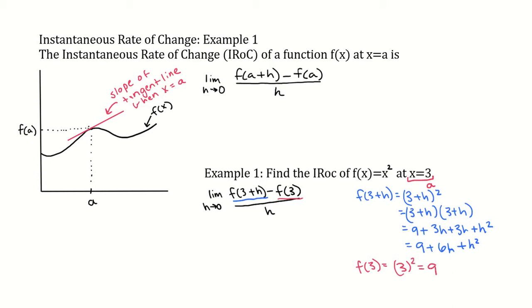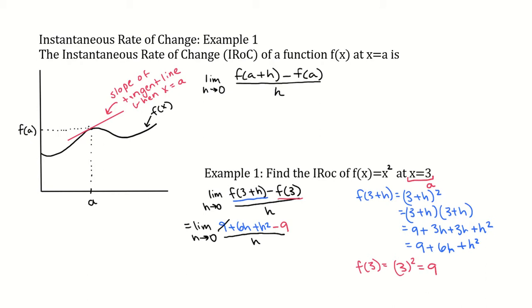And now we plug those values into this limit formula. Limit h goes to 0, f of 3 plus h was 9 plus 6h plus h squared, minus f of 3, so minus 9, all over h. Notice that if we try to evaluate this limit right now, we end up with divided by 0 if we plug in 0 for h, so we can't evaluate the limit yet. We want to simplify it.